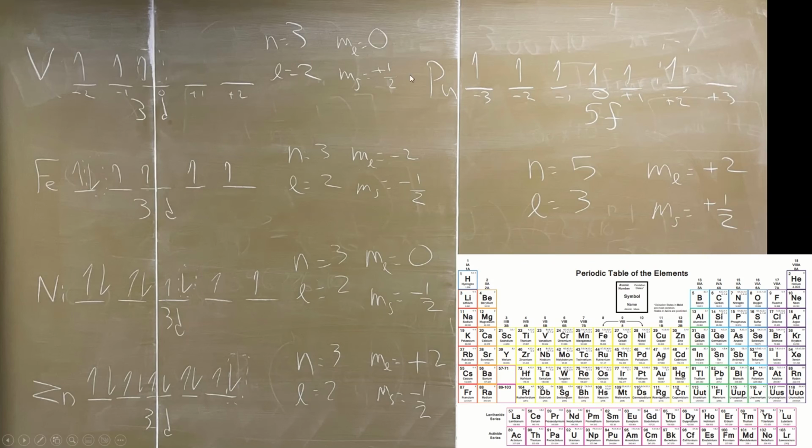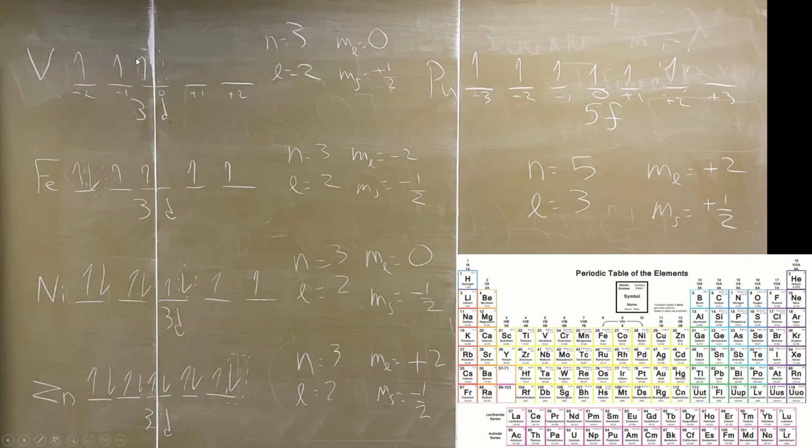Let's look at some additional examples. We have vanadium. Vanadium right here, that's part of the 3D set. It's element 1, 2, 3. D blocks have 10 elements, so divide that by 2, we have 5 orbitals, ranging from negative 2, negative 1, 0, positive 1, positive 2.